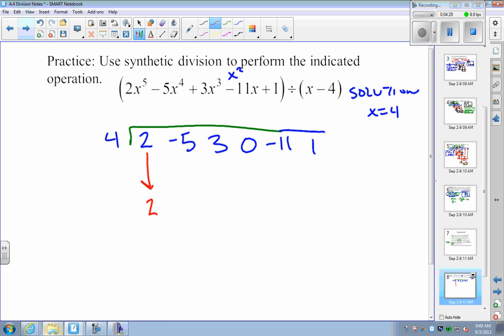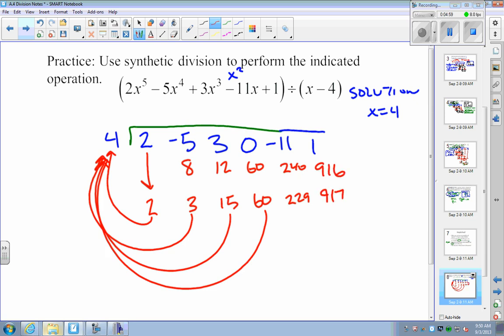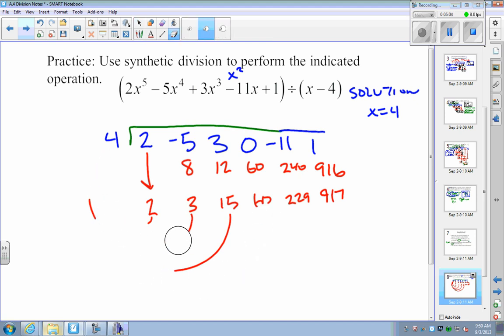So it looks like this. You multiply up, 8, add straight down. Multiply up, 12, add straight down. Multiply up, add straight down. Multiply up, add straight down, so 229. 229 times 4 should be 916. Add straight down is 917. Okay, here's how you read this whole thing right here.